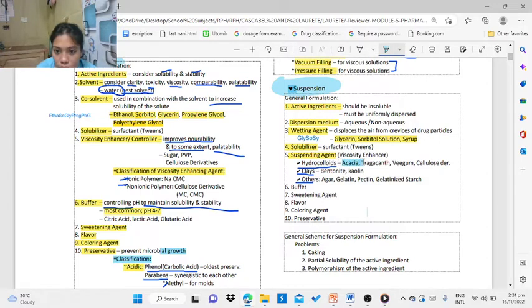Meron po siyang acacia, agar, vegum, cellulose derivative, bentonite, agar, gelatin, or hydrocolloids. Acacia, vegum, cellulose, hydrocolloid. We have the A for acacia.